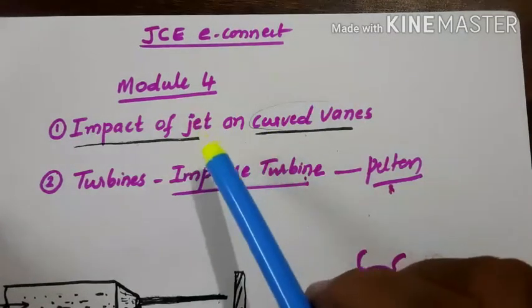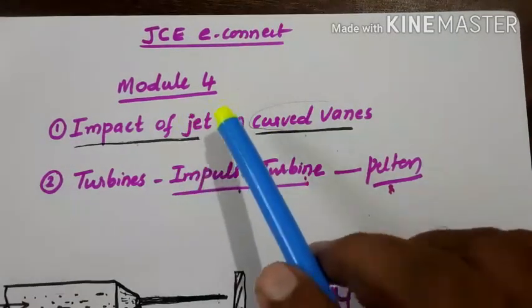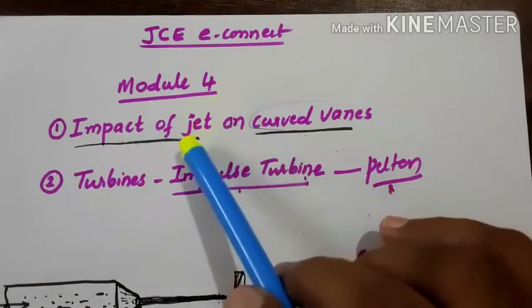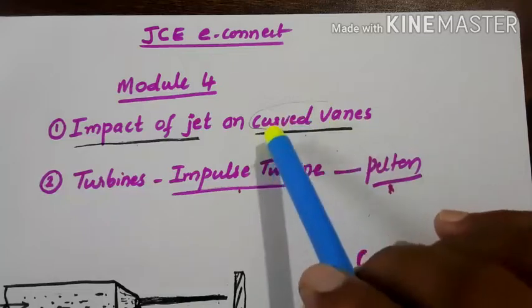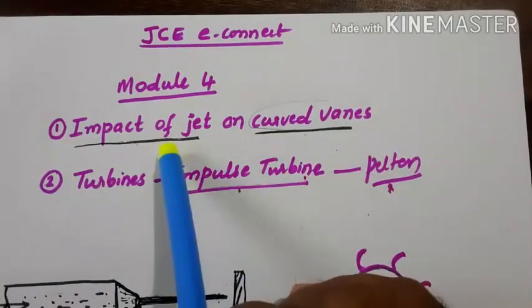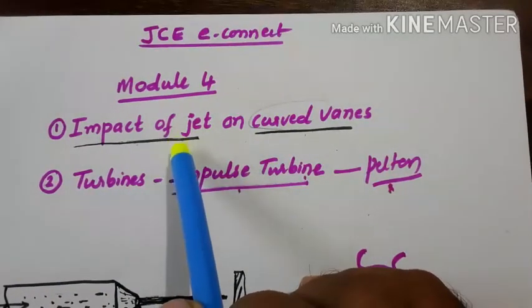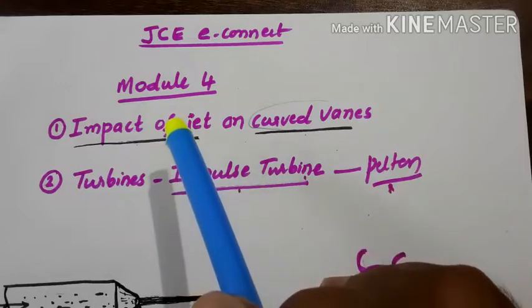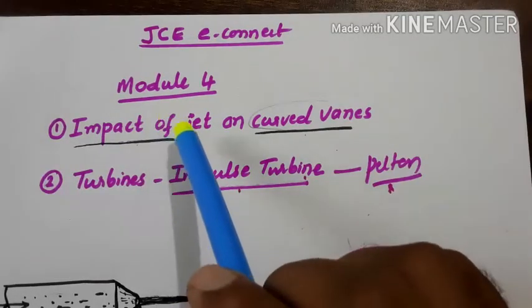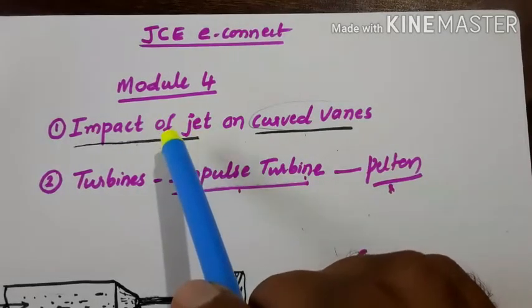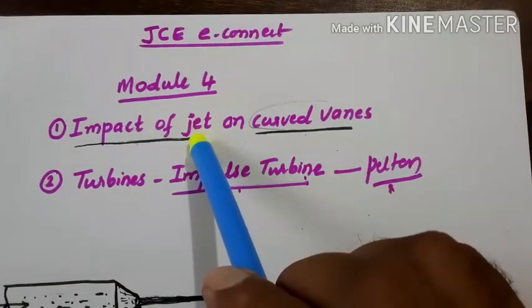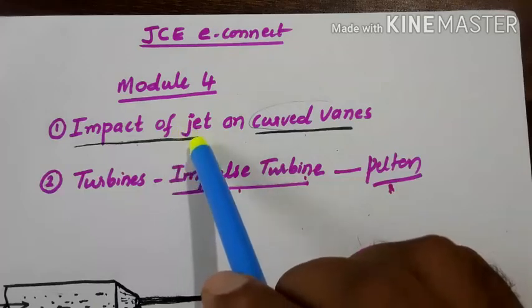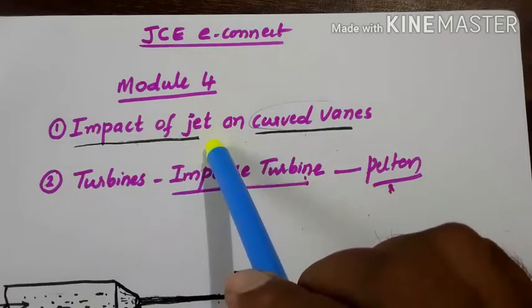So in the previous lecture we started module number 4, that is impact of jet on curved vanes, and we discussed what we mean by impact of jet, and how this impact of jet force can be analyzed.